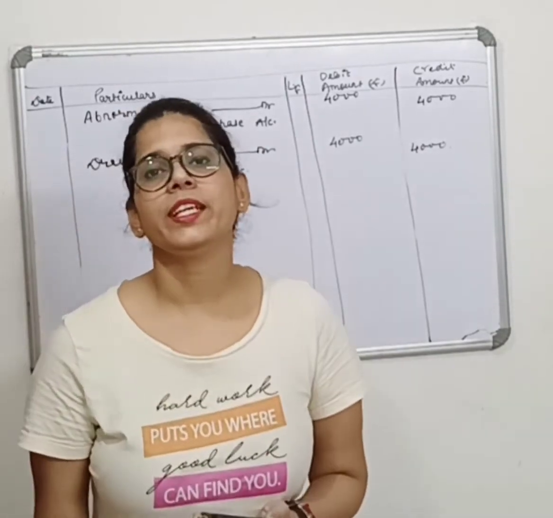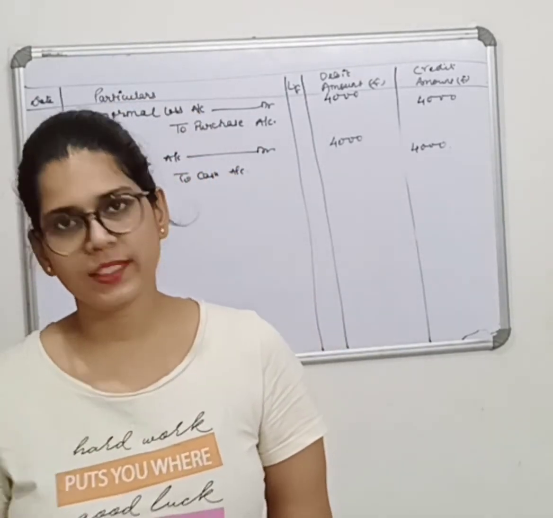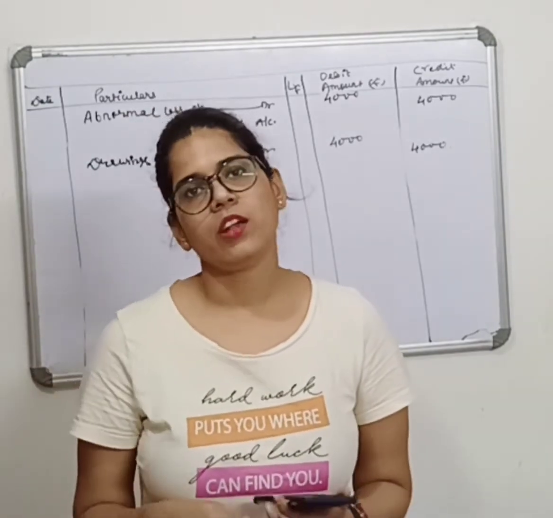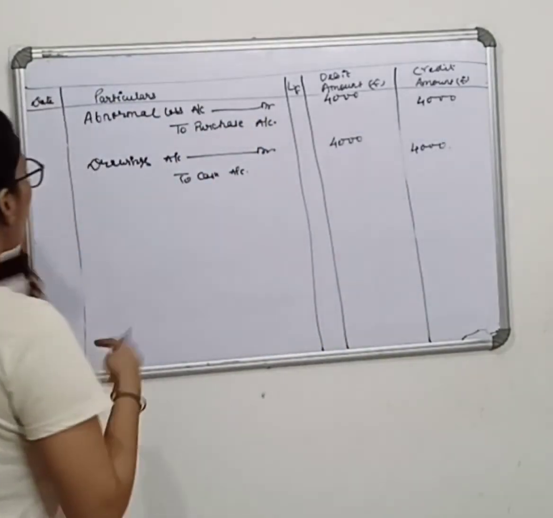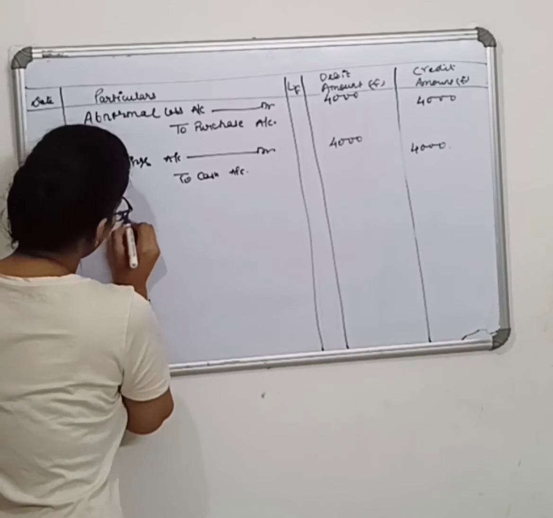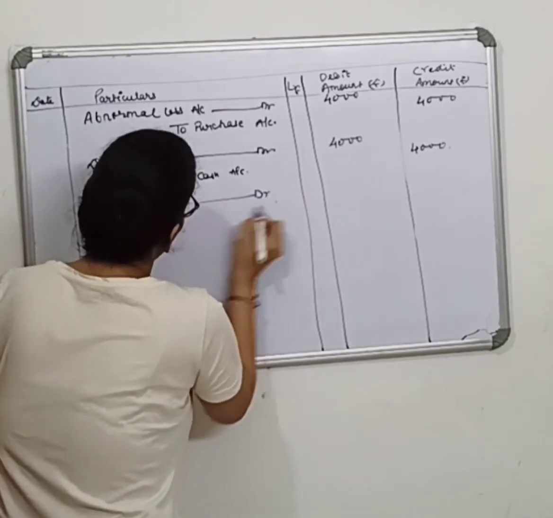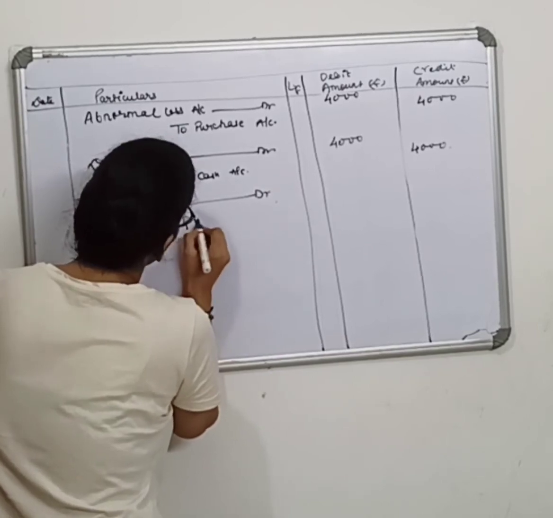Okay, so in case of charity, charity account gets debited, and because we are distributing goods, again purchase account will get credited. So the whole entry will be charity account debit to purchase account.